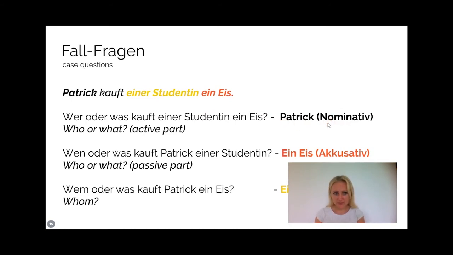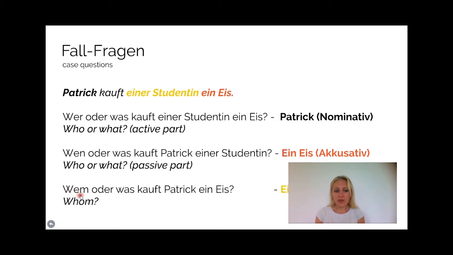He's the active part. The next case question is wen oder was kauft Patrick einer Studentin? Now in English it is also who or what, but it's about the passive part, the object that he's buying for the female student. Also wen oder was kauft er? What is he buying? The answer is ein Eis, the ice cream. So the ice cream is the object that he's buying. It's the accusative object here, because this is what he's buying. The object that you buy always needs to be put in the accusative case.